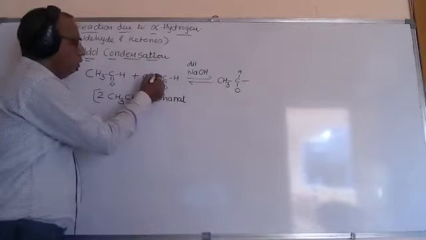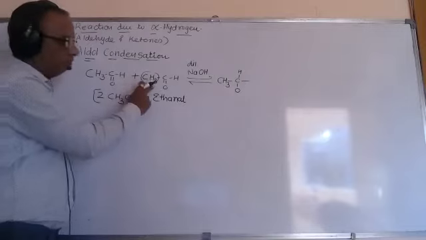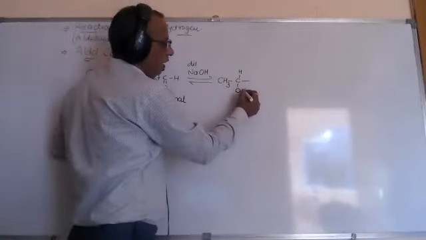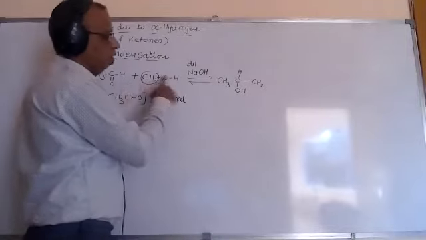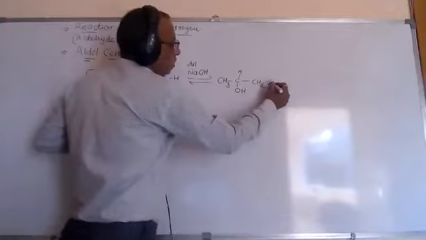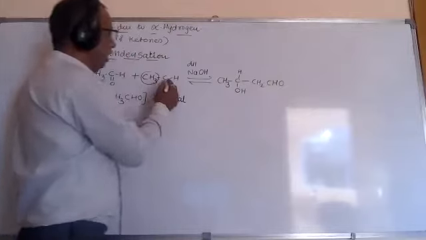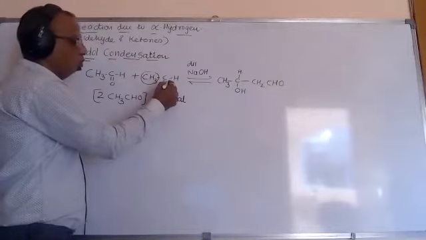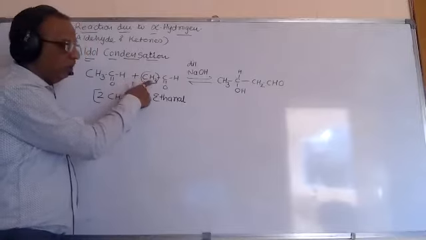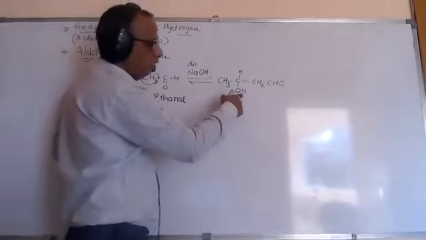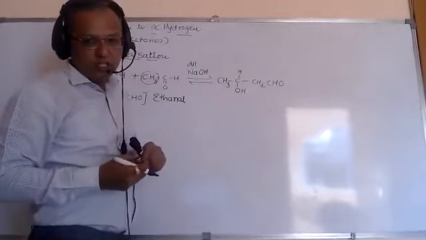Now it is of the second ethanal. One hydrogen from here will attach, and CH2. This is CH3, CH2 and H, and this is CHO. So you can see, friends, this aldehyde CHO group, this is alpha carbon and these are alpha hydrogens. One alpha hydrogen is attaching here, and that's why this reaction is an addition reaction.